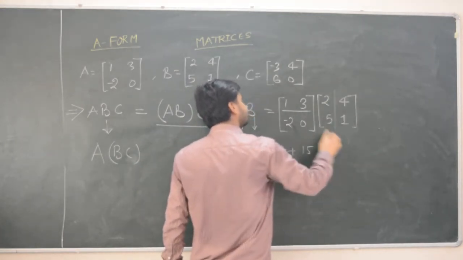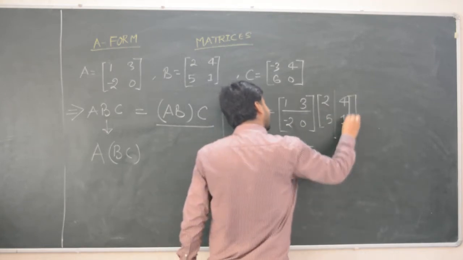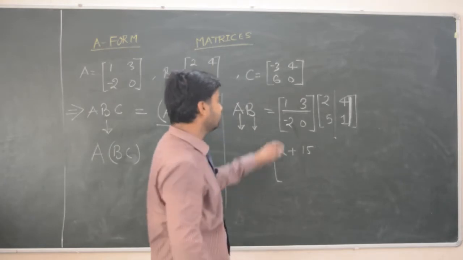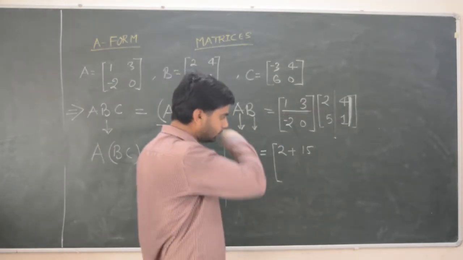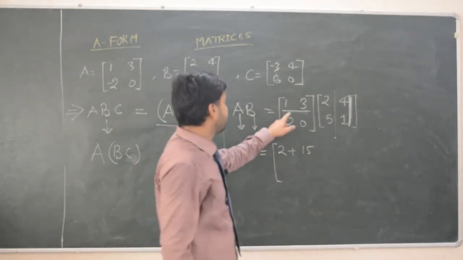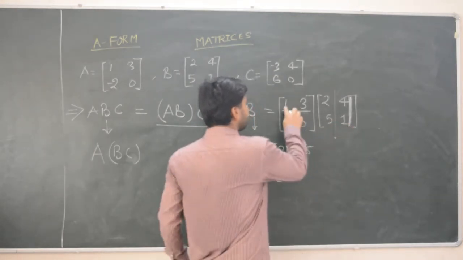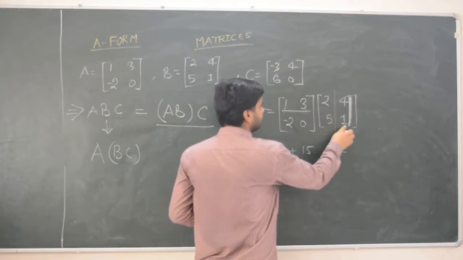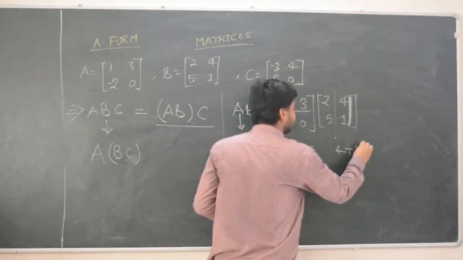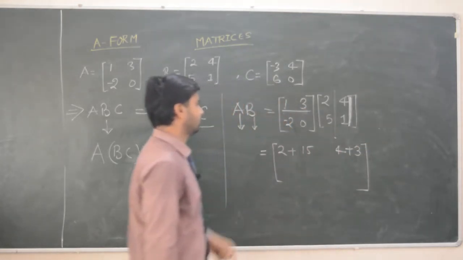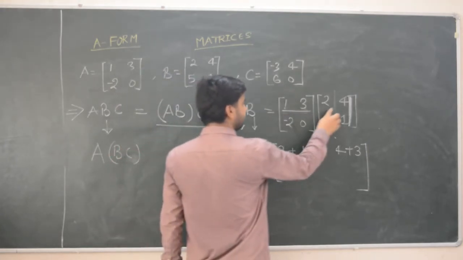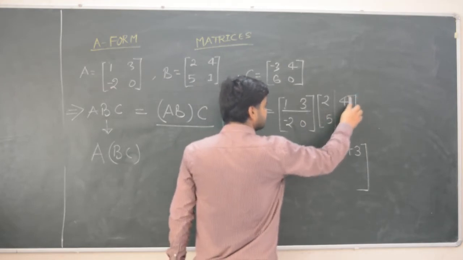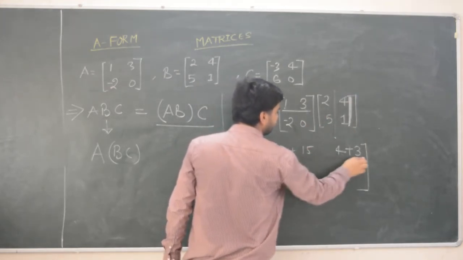Now this first row is multiplied with this first column. Now we will multiply this first row with the second column, and we will get the element of 1, 2. The product of these will be 1 into 4, that is 4, and 3 into 1, that is 3. And in between we will write a plus sign. So first row with the first column we got this, and after multiplication with the second column we got the value of this.